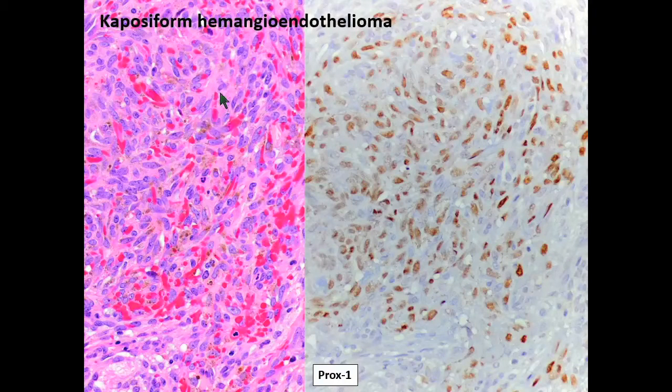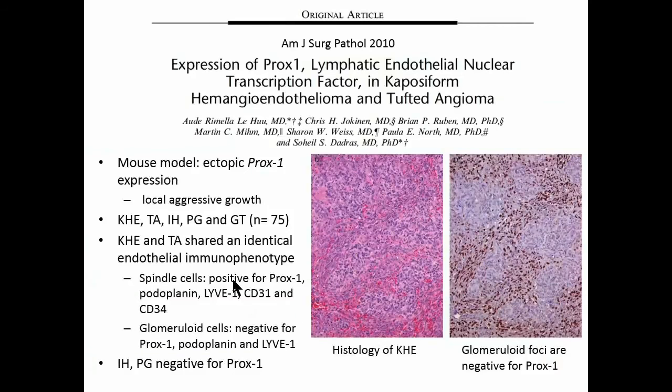So here we can see that the spindle cells are positive for PROX1, but the glomeruloid cells are actually negative. I'm not showing you the data, but this was previously published, from a mouse model that we had made in the lab. We were ectopically expressing PROX1 in this kaposiform hemangioendothelioma model. And when we did that, these tumor cells took off and they became more locally aggressive. And so that was the point where we decided, well, why not look at a human counterpart perhaps?